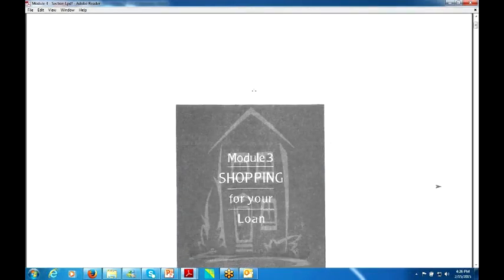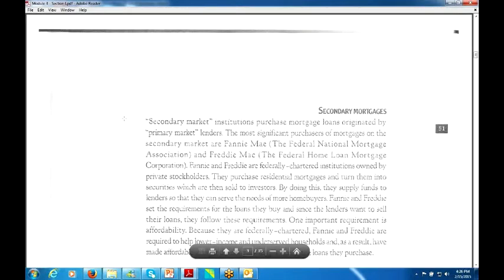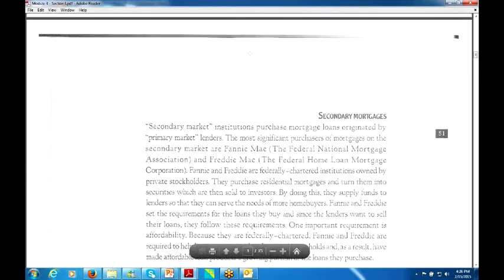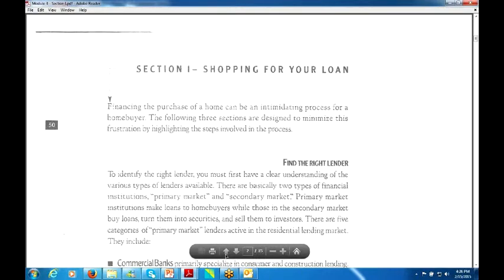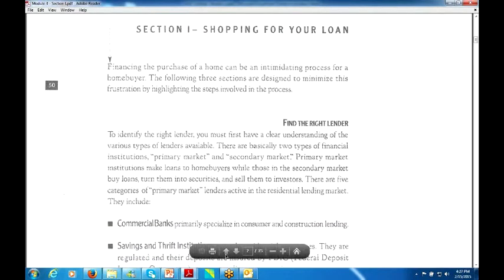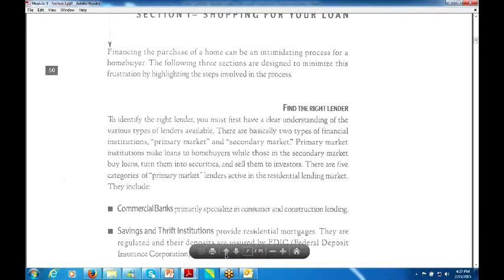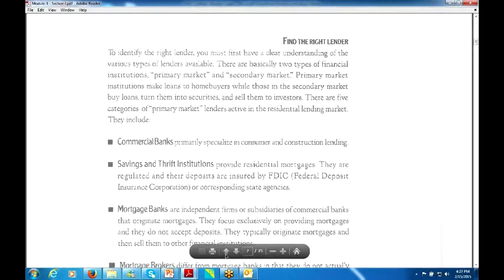Module 3, Shopping for Your Home. As we discussed, the first part of this discussion is around the lenders. Shopping for your home and finding the right lenders. Now, first of all, there are various types of lenders that you can deal with, and we're going to describe all of them to you.